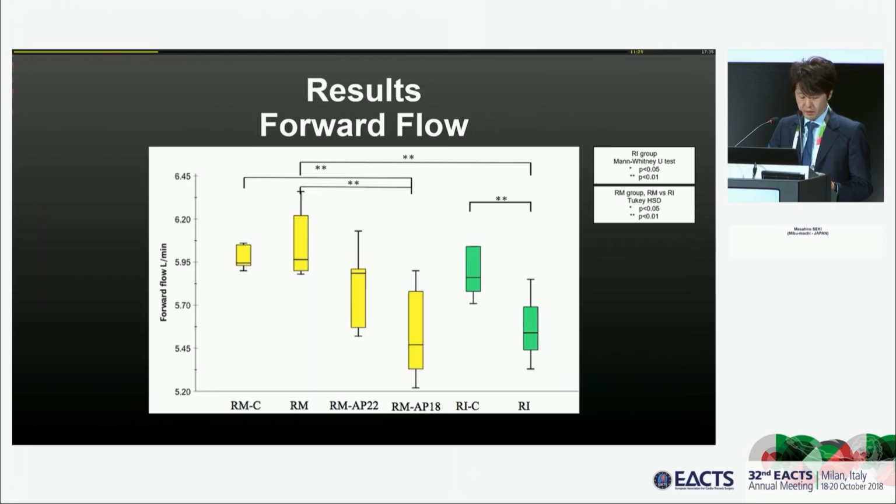Here are the results. Remodeling groups are shown in yellow and the reimplantation groups in green, and it is in line as shown previously. First, the forward flow. Additional ESA to 18 millimeter promoted significant reduction in the remodeling group. Significant reduction was also observed after reimplantation. More forward flow was observed for the remodeling compared to the reimplantation, but forward flow between the remodeling with ESA and the reimplantation was comparable.